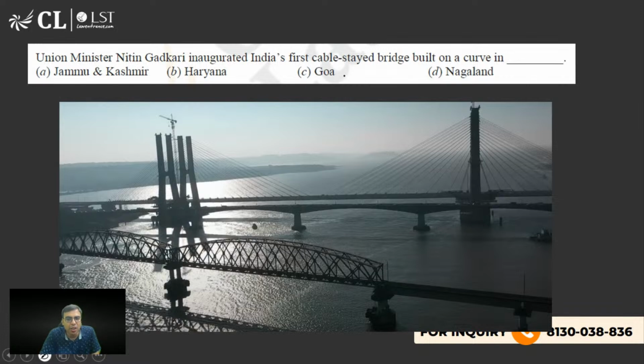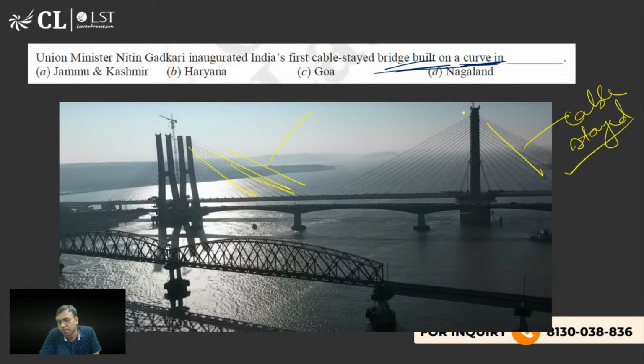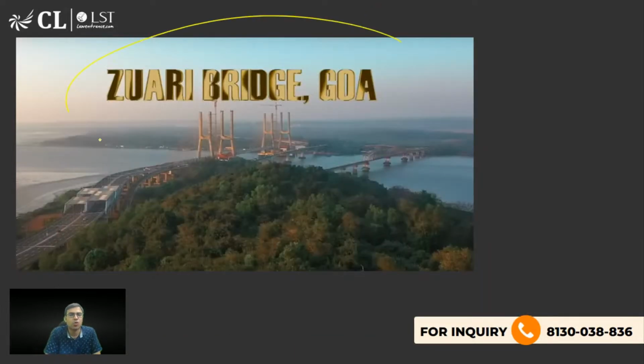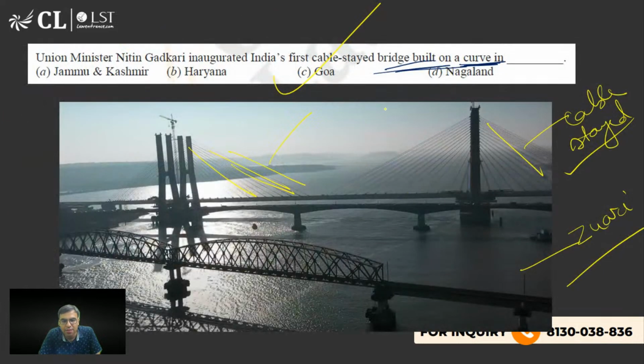Union Minister Mr. Nitin Gadkari inaugurated India's first cable-stayed bridge on a curve. In which state? A cable-stayed bridge on a curve. This is what is called a cable-stayed bridge, right? And what is the name of the river below? The river below is the Zuari River. Goa. Yes, C is the right answer. Yes, Priyanshi, go ahead. Okay, Zuari River in Goa. Remember it. C is the right answer.